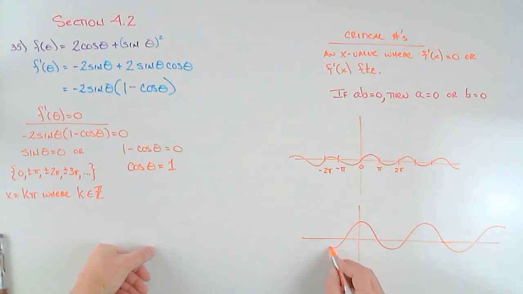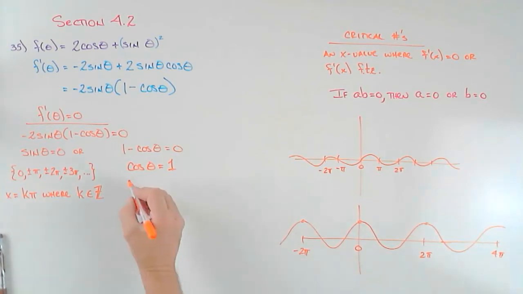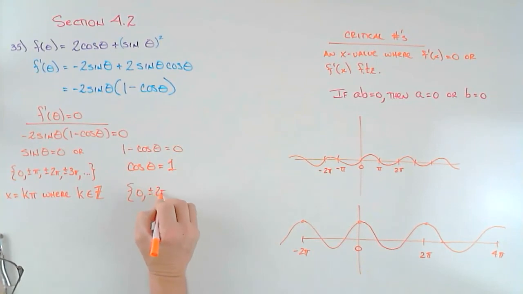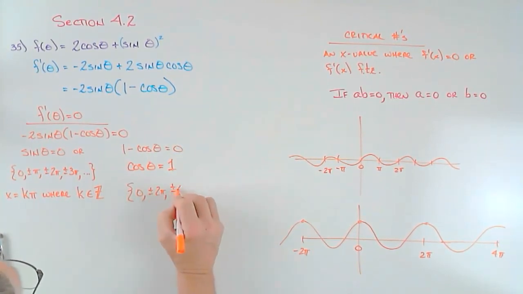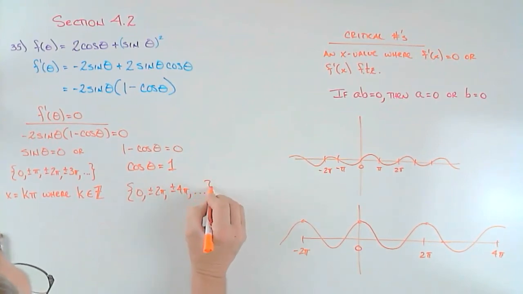And we can ask ourselves, when is this going to be 1? When is it going to be 1? Well, it's 1 here, here, here. We know that's 0. We know that's 2 pi. We know that's 4 pi. We know this is also negative 2 pi. So we need 0, 2 pi, 4 pi. Again, we could write that as 0 plus or minus 2 pi, plus or minus 4 pi, dot, dot, dot.